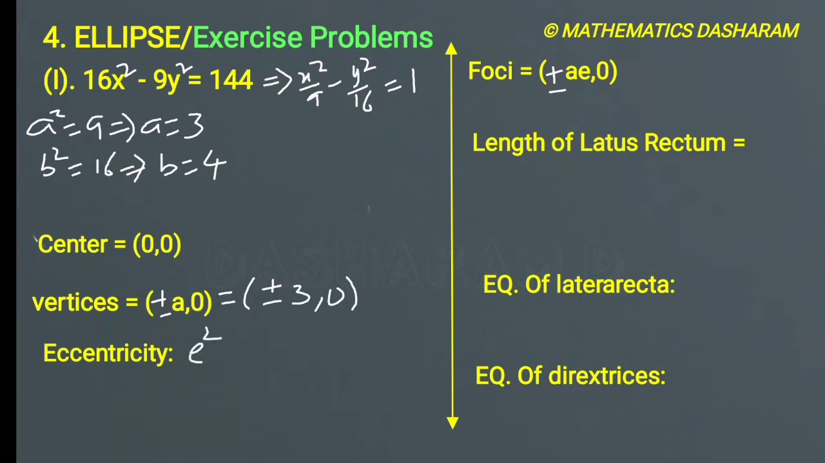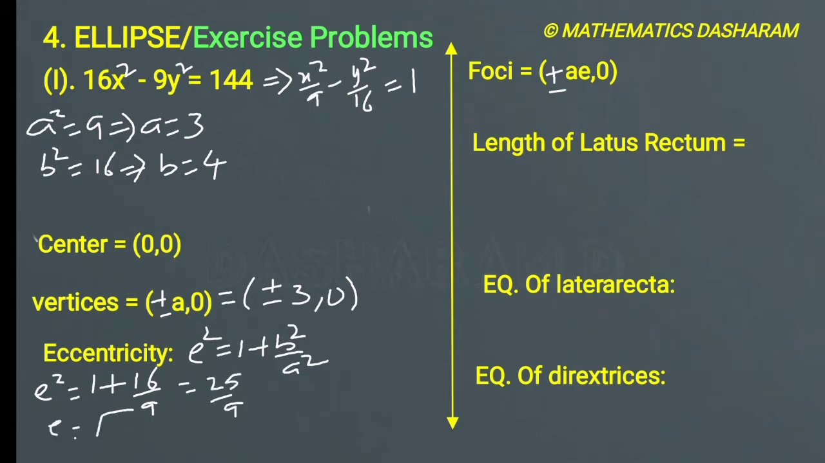Eccentricity: e² equals 1 plus b² divided by a². So e² equals 1 plus b² value 16 and a² value 9. So 16 plus 9 is 25, divided by 9. Then e equals the square root of 25/9. So what is the answer for 25/9? 5/3. So the eccentricity is 5/3. Next, foci is (±ae, 0).